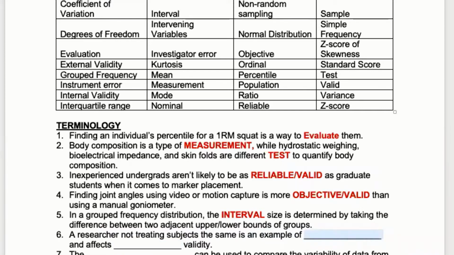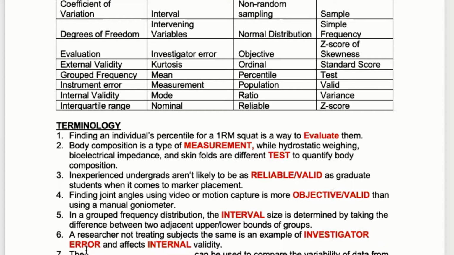Cool. Yes, so this would be an example of investigator error. And I can't spell investigator. It's Monday, this day's been wild. And it affects internal validity.